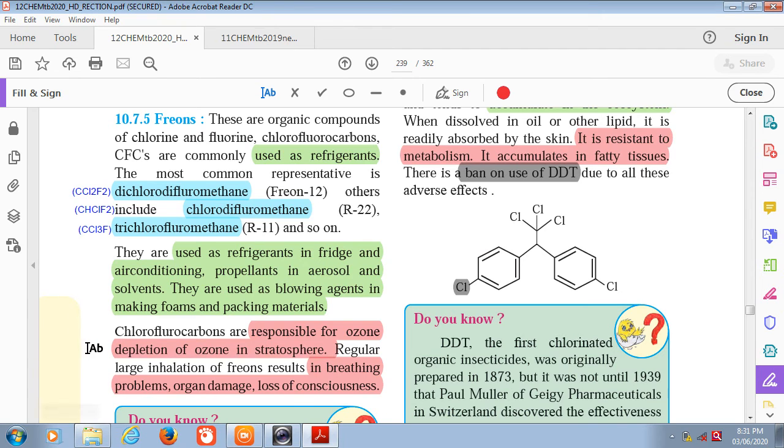What is the side effect? They are responsible for depletion of ozone in the stratosphere. Then on regular large quantity inhalation of these freons, they result in breathing problems, organ damage, and loss of consciousness.